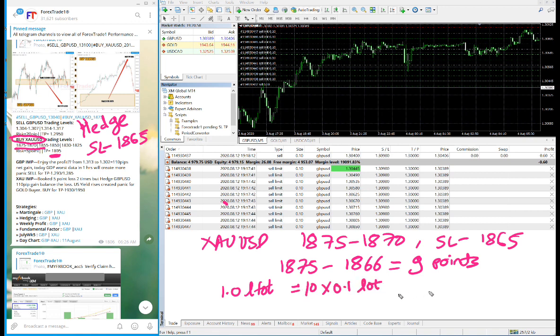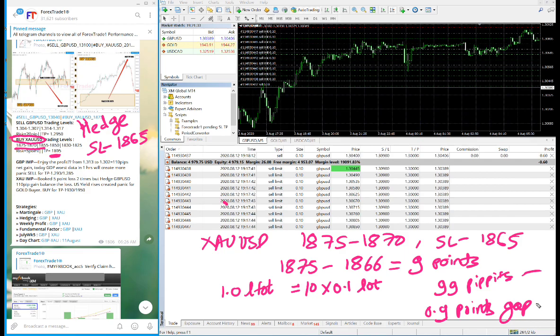We want to take 10 entries just like what we did in GBPUSD. So if you divide 9 points by 10 entries, you will have 0.9 points of gap in each entry, less than 1 point. Just like GBPUSD, we will take one lot in XAUUSD. So one lot divided by 10 is 0.1, so 10 entries with 0.1 lot size at the designated levels.